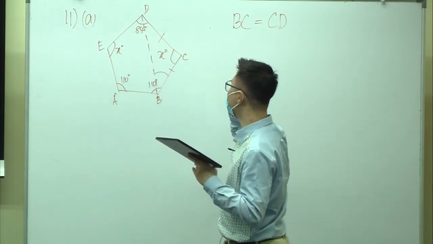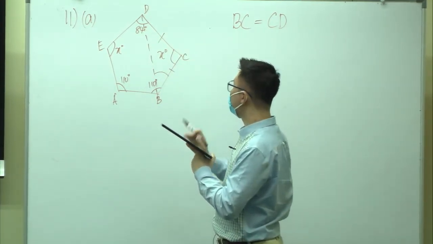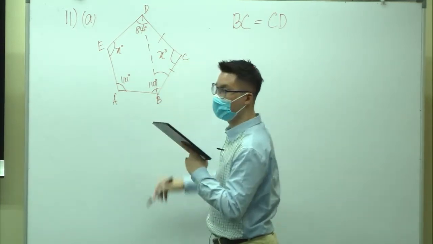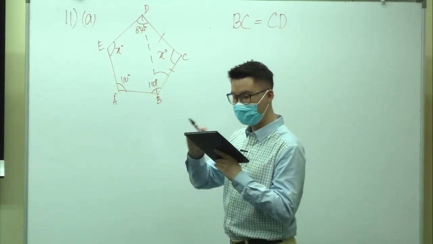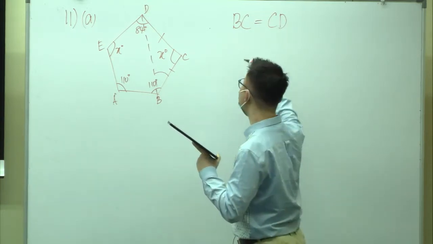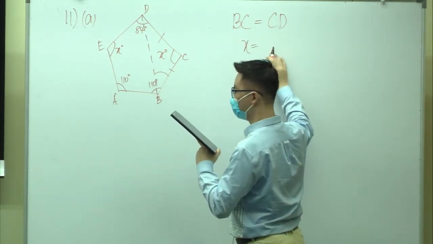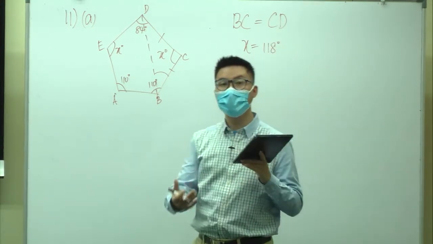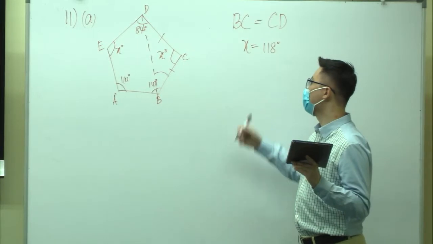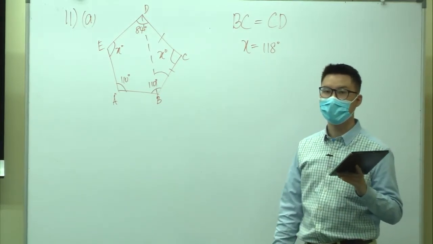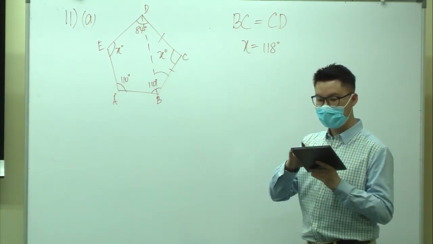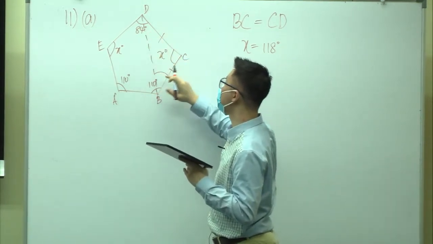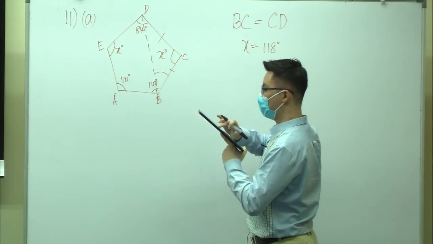So how do we find this? First of all, this angle X we have already found. Yesterday we got X equal to 118. You should already know how to find this angle X. So after you get this, how do you get these two angles? Use 180, right?